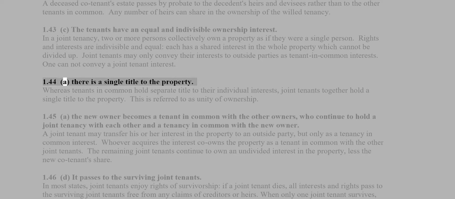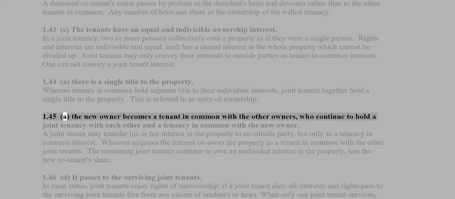1.44 a. There is a single title to the property. Whereas tenants in common hold separate title to their individual interests, joint tenants together hold a single title to the property. This is referred to as unity of ownership.